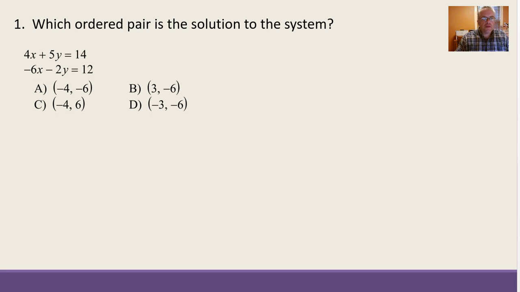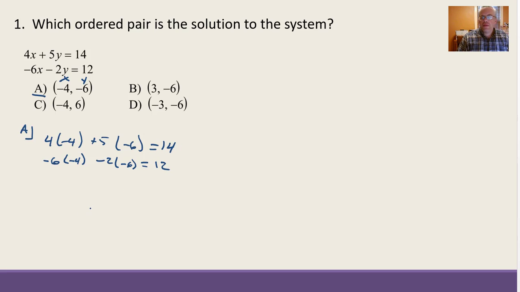I'm just going to start with A. So remember, the first coordinate is the x coordinate, the second coordinate is the y coordinate. We're going to simply put them into both equations and see if it works. So 4 times negative 4 plus 5 times negative 6. We're hoping that equals 14. And the other equation has to be true also. Negative 6 times negative 4 minus 2 times negative 6 equals 12.